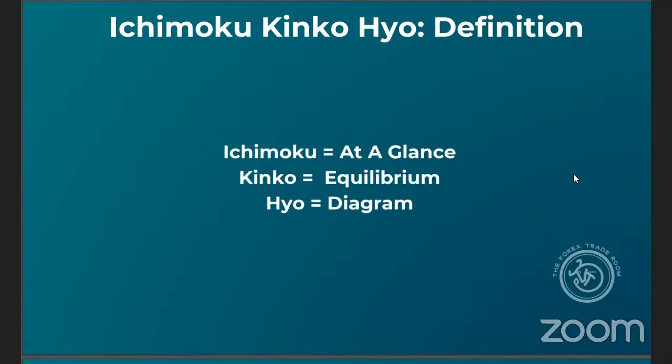So Ichimoku means at a glance. Kinko means equilibrium. This is really all about where the equilibrium in the market is. You hear us say that a lot: price has found the equilibrium, that price agreement between the bulls and the bears. And then Hyo is diagram. So Ichimoku Kinko Hyo simply means at a glance, equilibrium, trying to find equilibrium, and it's a diagram, a chart. That's what it is.